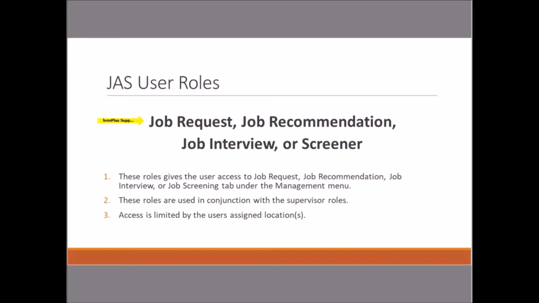So if I want someone to be able to submit a job request for teachers, we'd give them the job request role so they see that tab, and then we'd give them the supervisor role that corresponds with whatever interest type your teachers are set to be. Same thing with recommendation, interview, or screener. By giving them the roles, it just opens up the tab so they can see those tabs underneath that management menu. This is also limited by the location they're assigned to. So if I have job request for teachers and I work at the high school, I'm only going to see the high school jobs for teachers, okay?